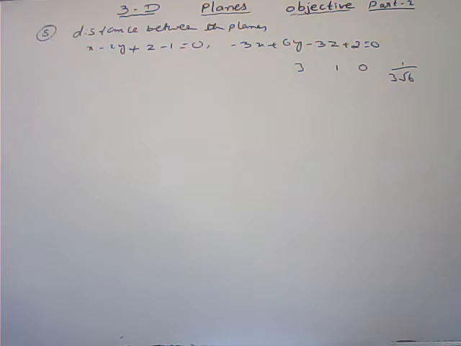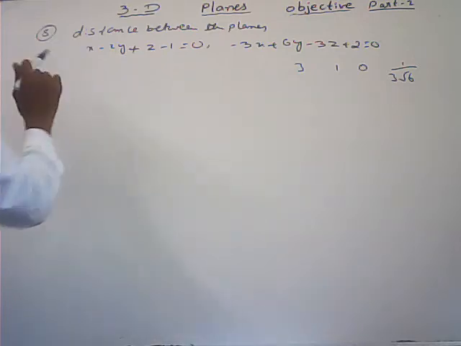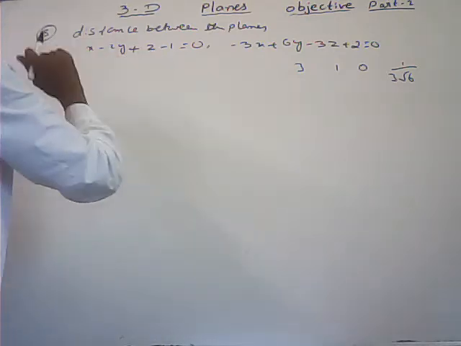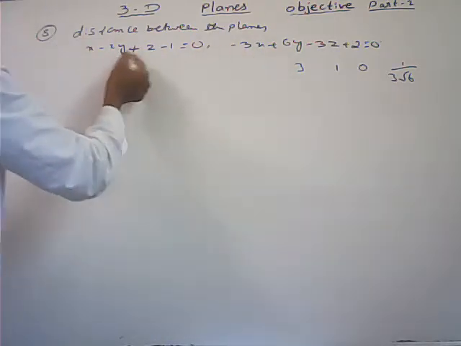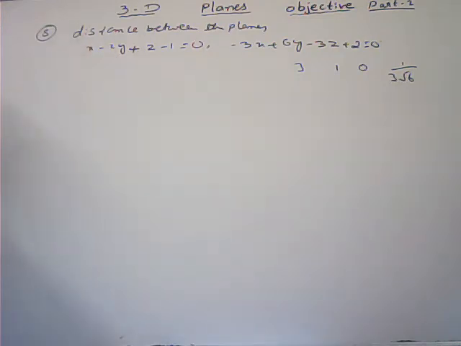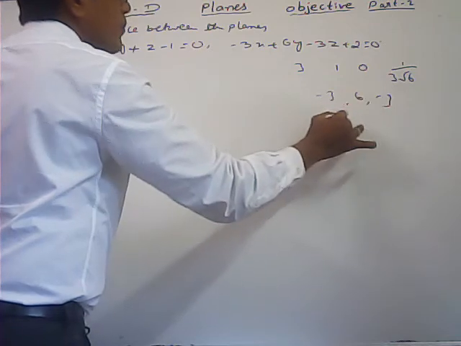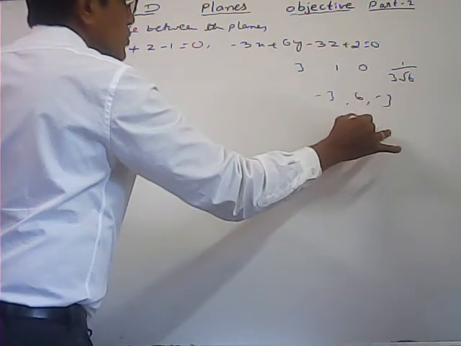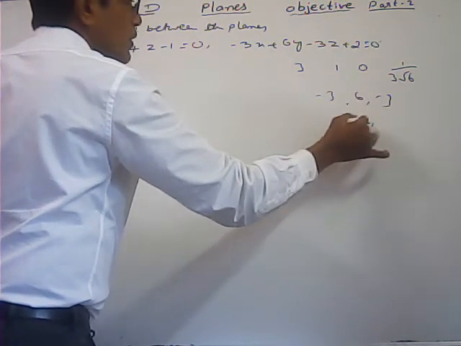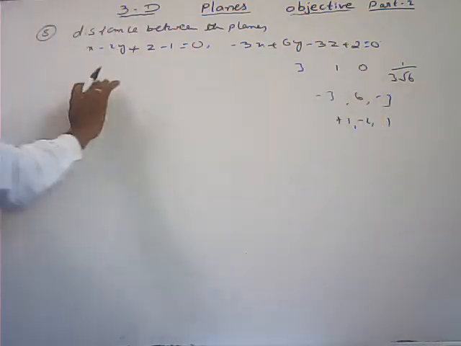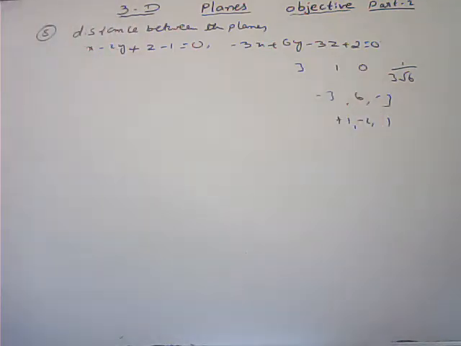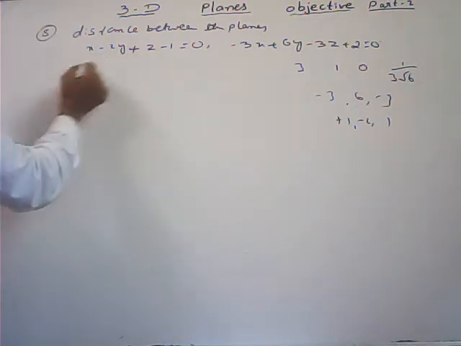Now, distance between the planes. Here two plane equations are given. And here you can see 1, minus 2, 1 are the direction ratios of the normal of this plane. And here also minus 3, 6, minus 3, otherwise 1, minus 2, 1. Both the direction ratios are the same. So both are parallel planes. This one I am multiplying with 3.